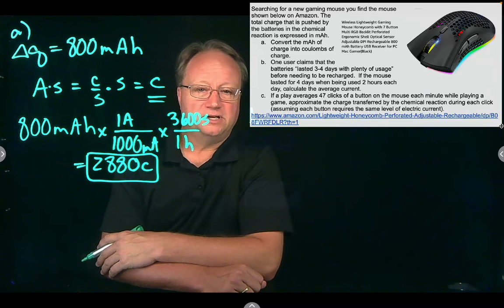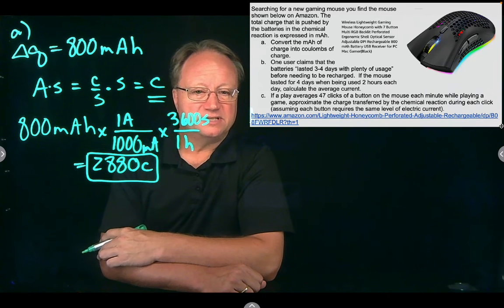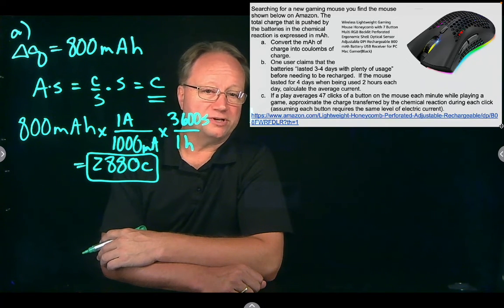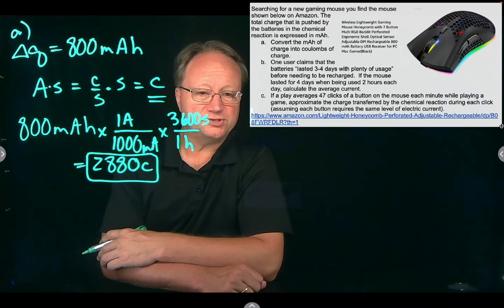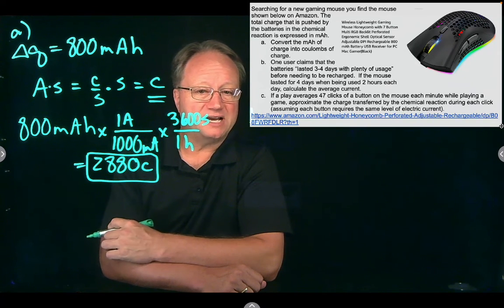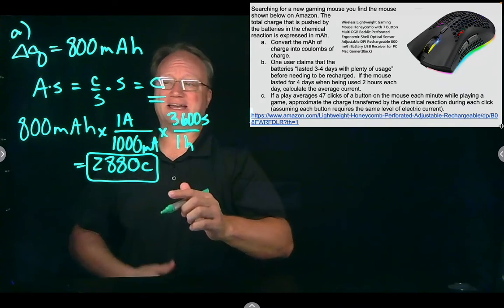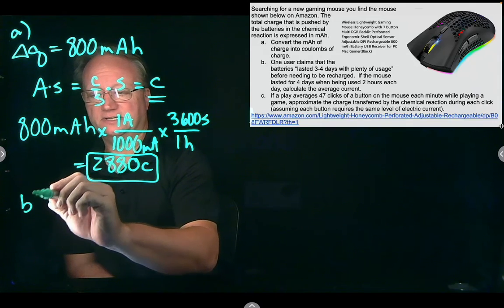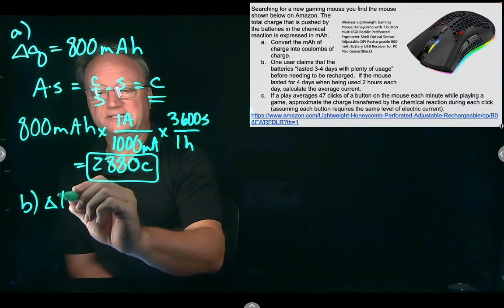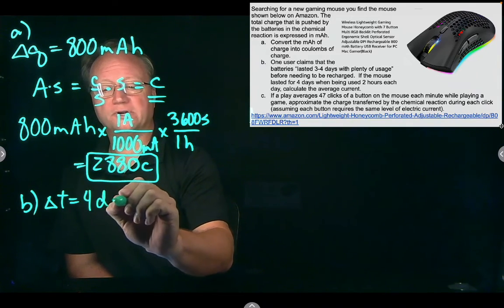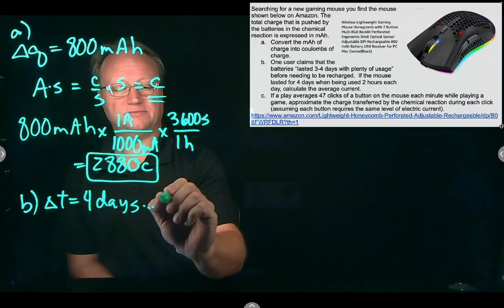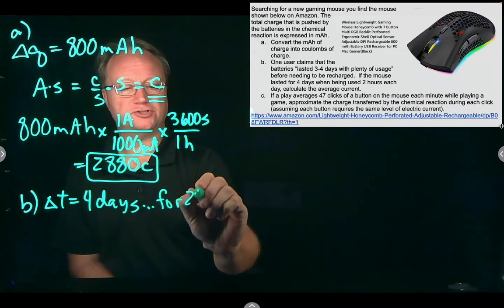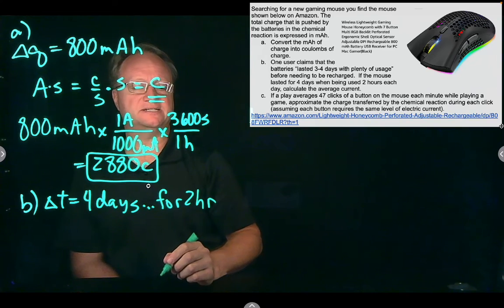Part B. One user claims that the battery lasted for 3 to 4 days with plenty of usage. If we assume that it lasted for 4 days and that it was being used for 2 hours a day, let's calculate what the average current is. So then delta T, 4 days, not continuously, but for 2 hours each day.